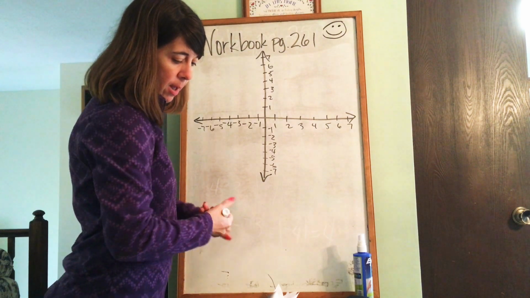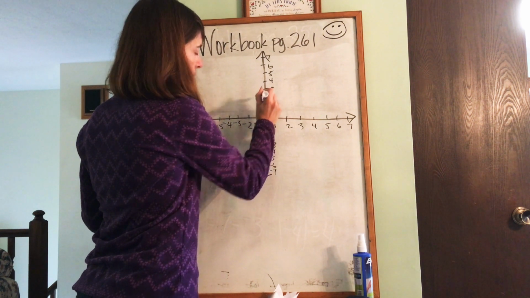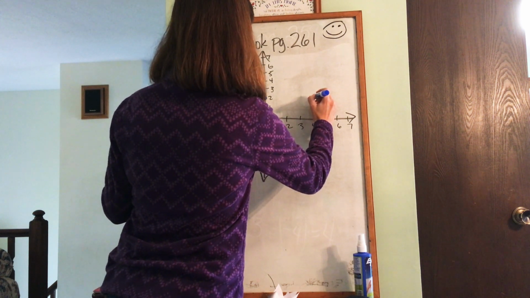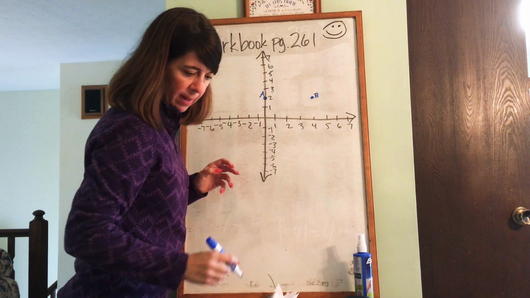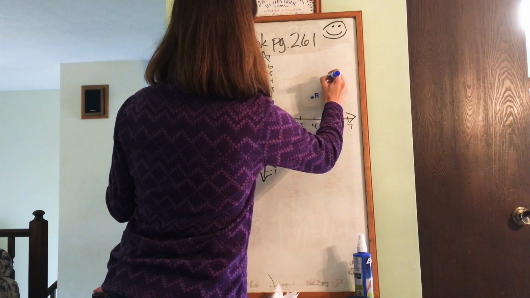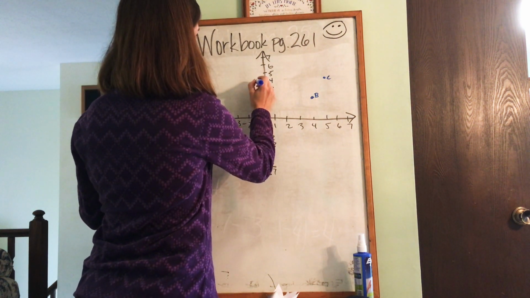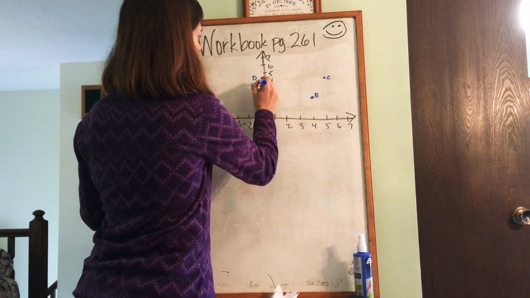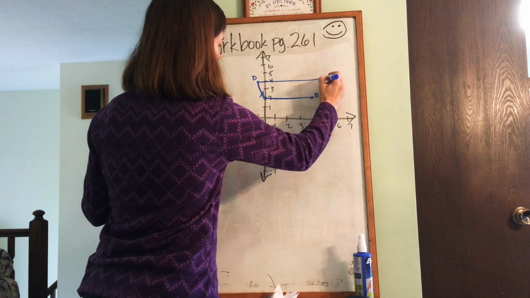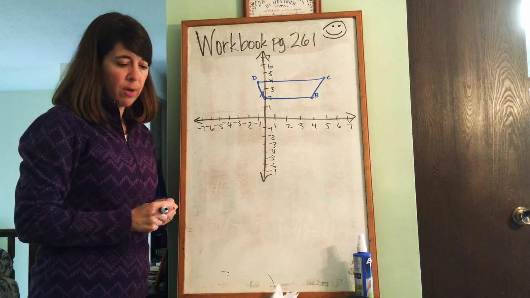Okay, so number 1, point A says (0, 2). So we go over 0 and up 2. There's A. B is (4, 2), so over 4 and up 2. That's B. C is (5, 4), over 5 and up 4, C. And D is (-1, 4), so over to negative 1, and up 4, and that's D, and it is this figure, and hopefully you can see that that is a trapezoid.